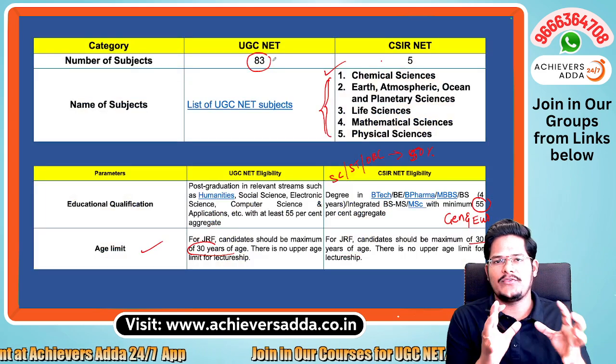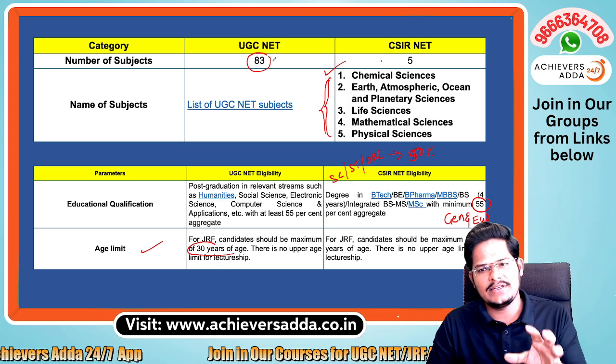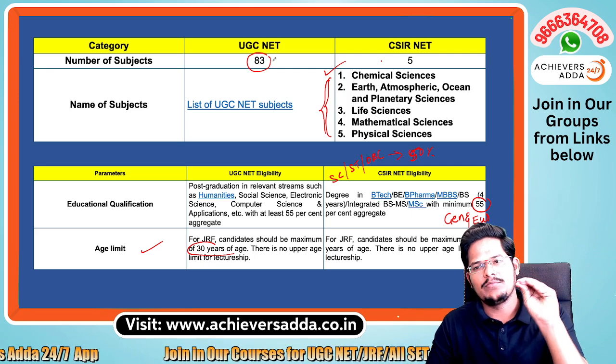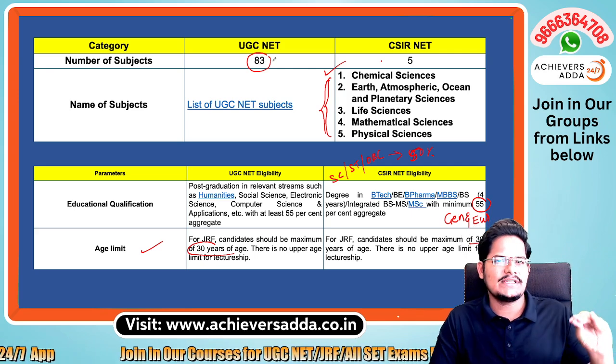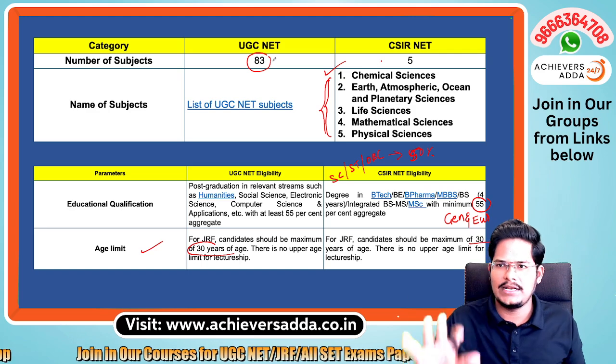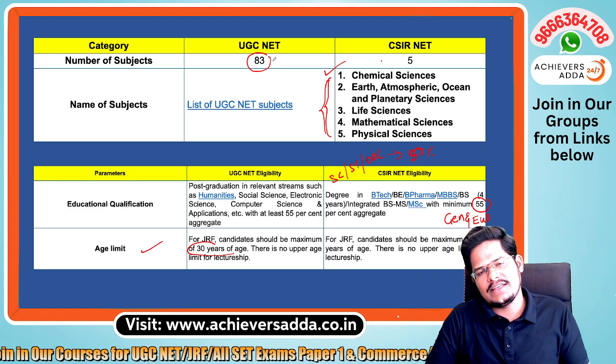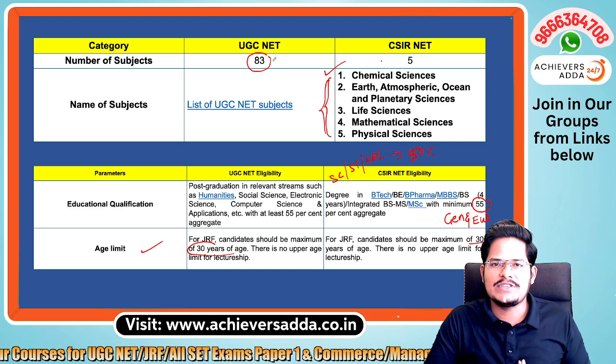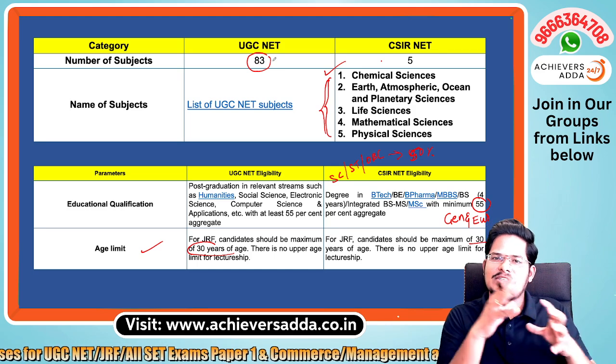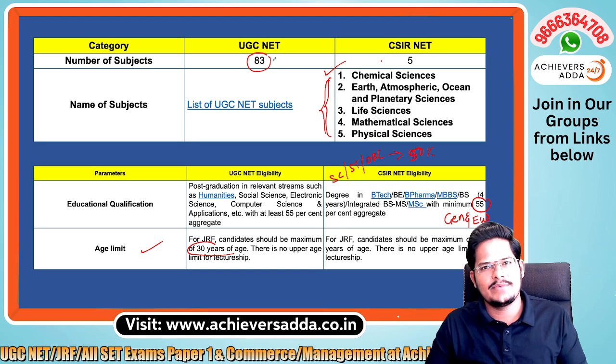I hope many of your doubts got clarified, because continuously there is only one question. I completed M Pharmacy, I completed B Pharmacy. Can I appear for the UGC NET? No, sir, it is for the CSIR NET. My paper is life science paper 2. Can I appear for the UGC NET paper 1 syllabus? Is the UGC NET paper 1 syllabus and the CSIR NET paper 1 syllabus the same or not?